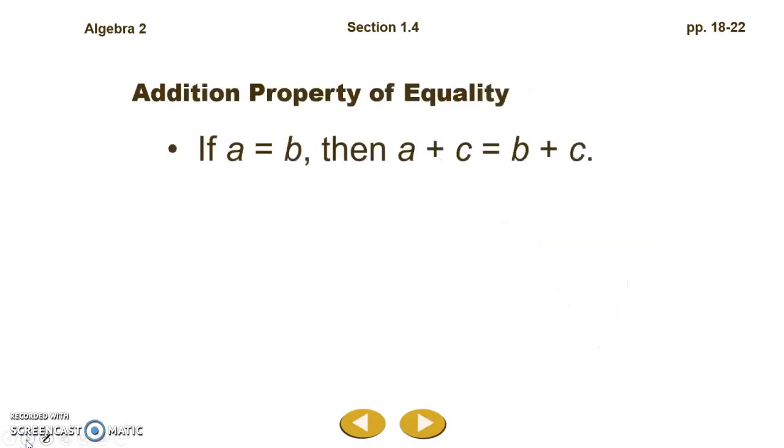The addition property of equality says that if A equals B, then A plus C equals B plus C. Think back to the picture of the scales that we saw at the beginning. Remember what I said? If we add something to one side of the scale, then we have to add something of equal value to the other side of the scale. So here's our scale. If this side has A and this side has B and they're equal, and I add C to the A side, I have to add C to the B side to keep them balanced.